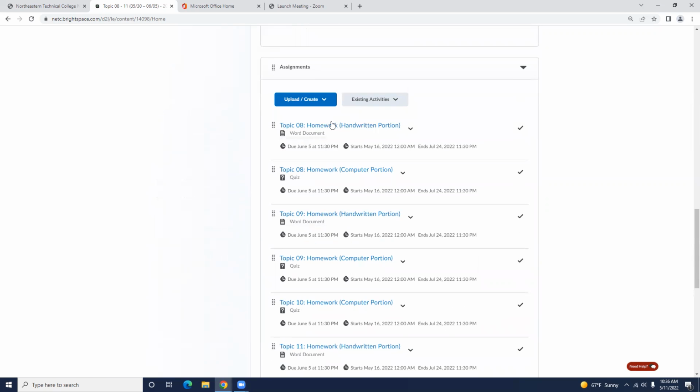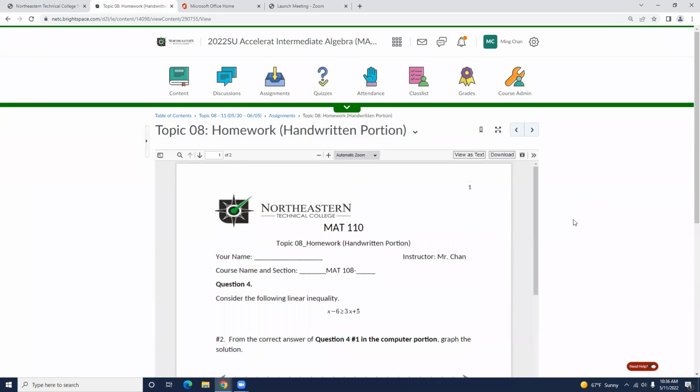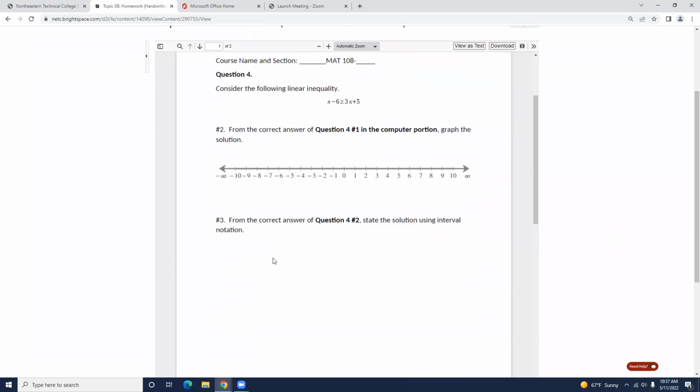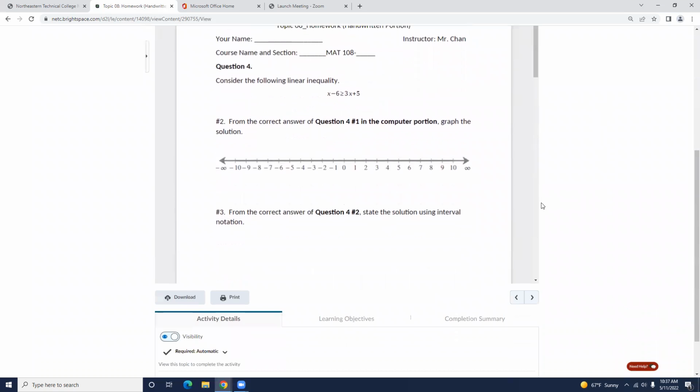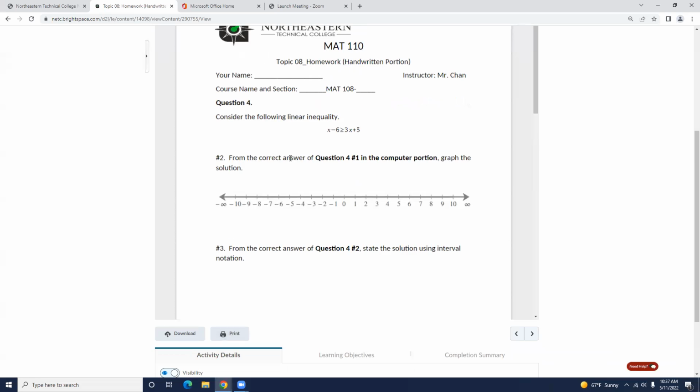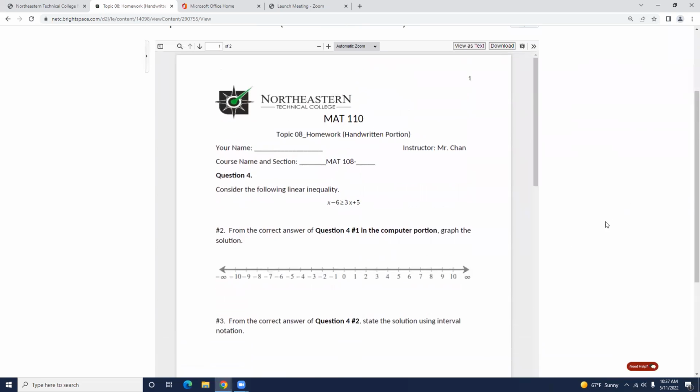So when you are doing a homework that has both portions, I need you to print or copy down your handwritten portion. Topic 8, for example, actually started with question number 4. That means questions 1, 2, and 3 are the handwritten portion, and the rest of it is on the computer portion. So for the handwritten portion or the handouts, you click on download. You download this particular Word document onto your computer, then you print. If you print directly from D2L, sometimes the formatting is a little bit strange. So I would suggest you download the handout, then print out the Word document.